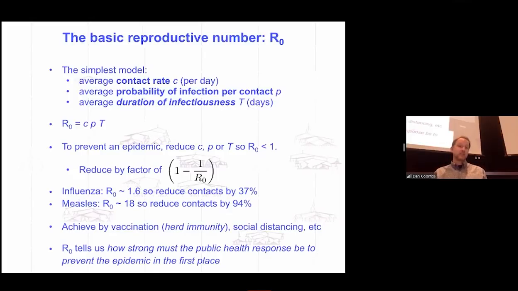So that means the contact rate, which is between a susceptible person and an infectious person, is much less likely to occur, right? Because there are fewer susceptible people around, because we vaccinated them all. This is called herd immunity. And so you can see that R0 tells us how strong the public health response has to be to prevent the epidemic from happening in the first place. This is sort of the theory of vaccination and herd immunity.